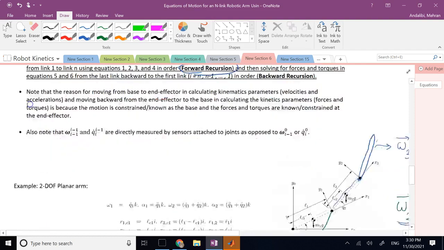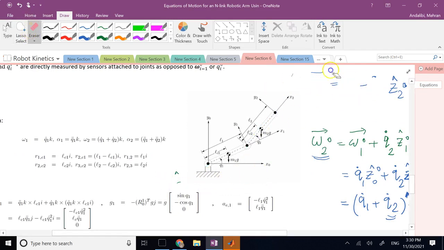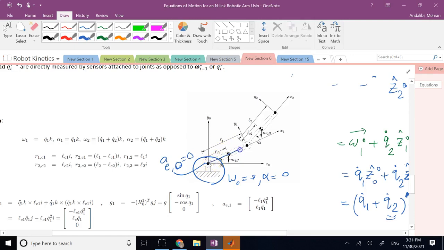Why do we call it forward? Because if you consider this robot here, this example of a 2 degree of freedom planar arm, we always know something about the base frame. At the base frame, omega is 0, alpha is 0, and the acceleration of this point here is also 0. Once I know that motion, I move forward from the base of the robot toward the end effector, or toward the centroids of the links.